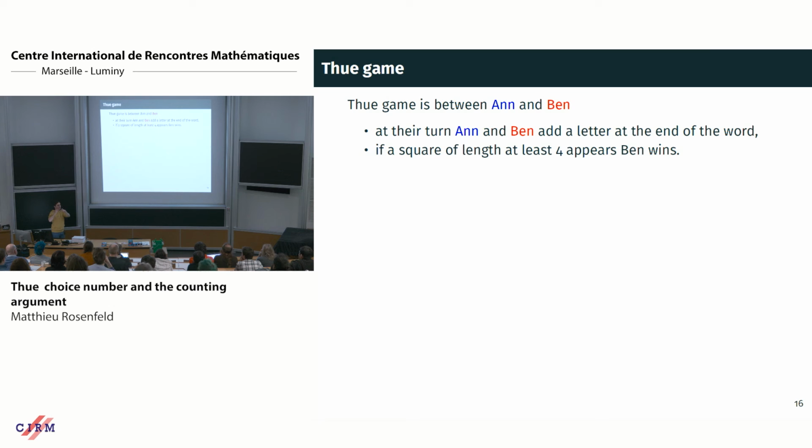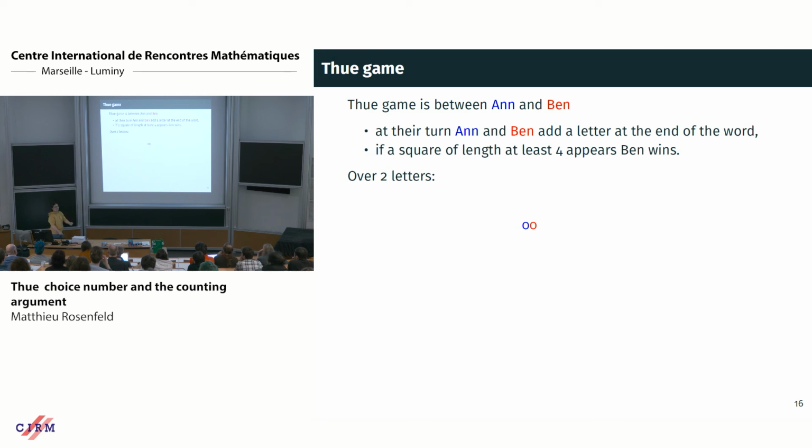And at their turn, each of them adds a new letter at the end of the word. Ben likes squares, so he wants to create squares. And Anne hates squares, so she has to forbid creating them. So if a square of length at least 4 appears, then Ben wins. That's the rule. So let's look at this game over 2 letters, for instance.